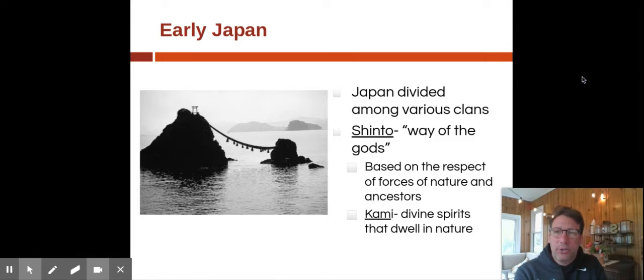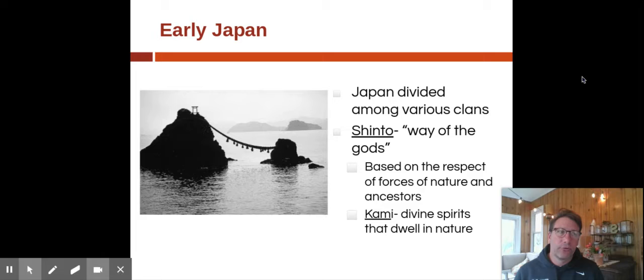All right. So first of all, let's talk about geography. It's not necessarily here in the notes, but the geography of Japan is that of an archipelago. So it's broken up into thousands of islands with five main islands off the coast of China and Korea, off the Korean peninsula.